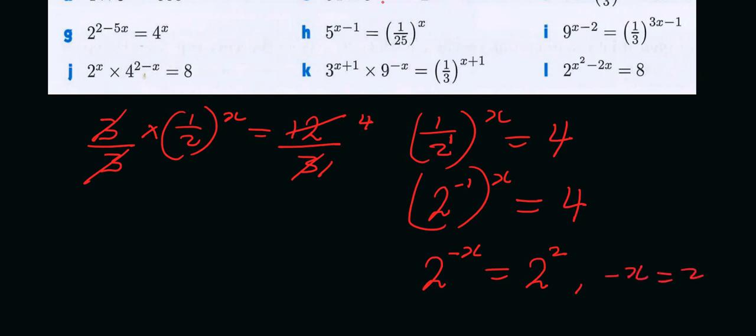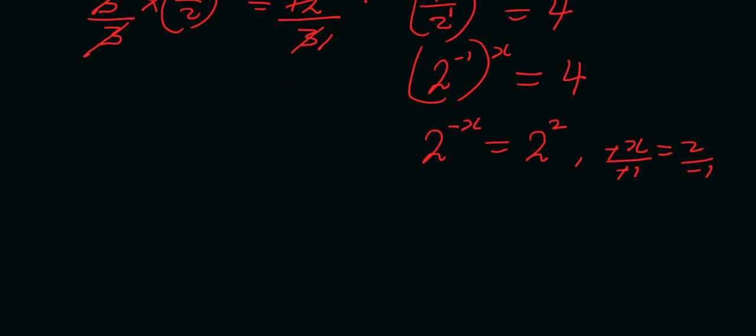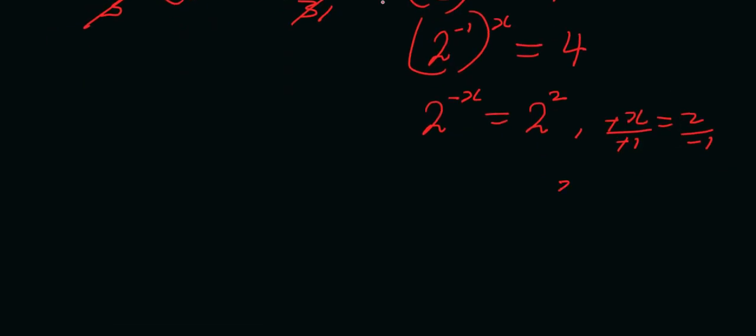Now to eliminate the negative from the x, we divide both sides by -1. Negative is going to cancel out negative, and 2 divided by -1 is -2. Therefore, the final answer is x is equal to -2.